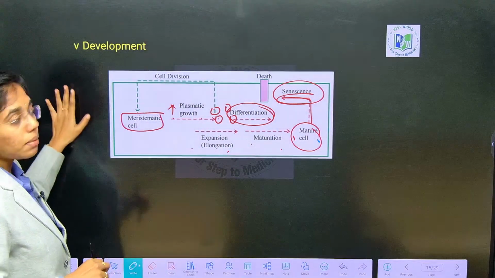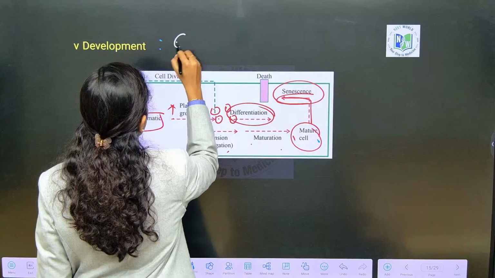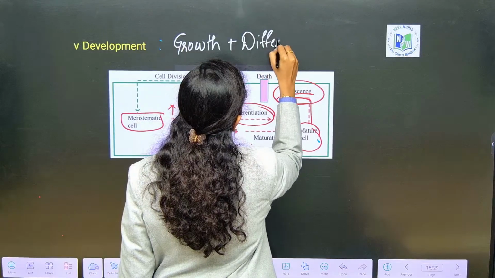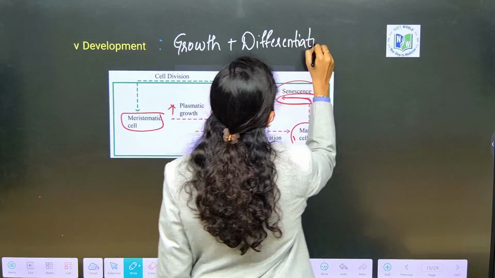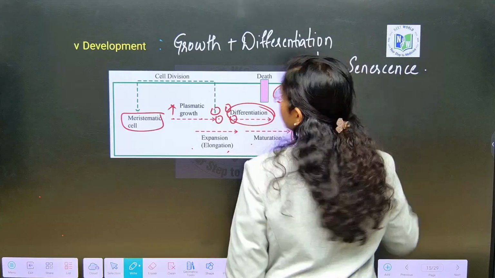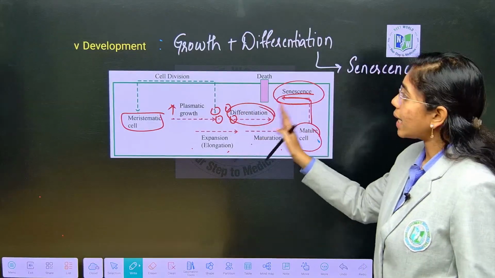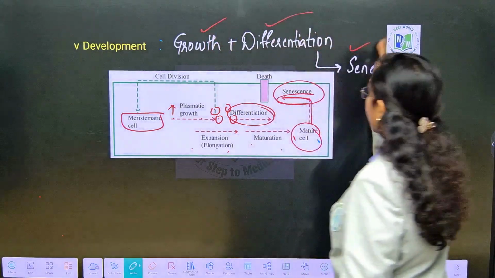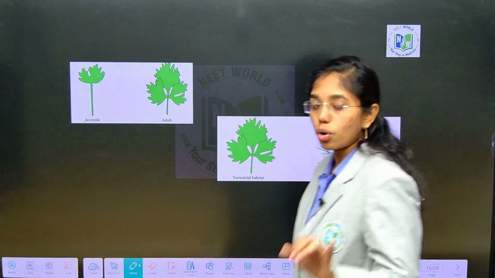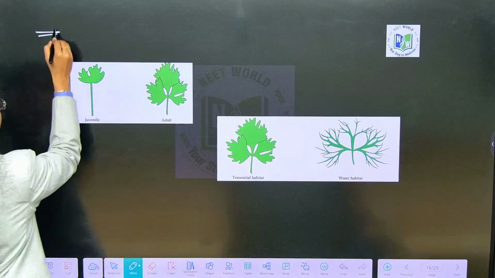Okay. Development in simple terms you can learn as the combination of growth and differentiation. In simple terms it is growth along with differentiation followed by senescence is known as development. The sequential events that happen, first growth followed by differentiation and senescence, is addressed as what? Development. Okay, that is sum total of all events, growth, differentiation and senescence. And here comes the concept of plasticity.